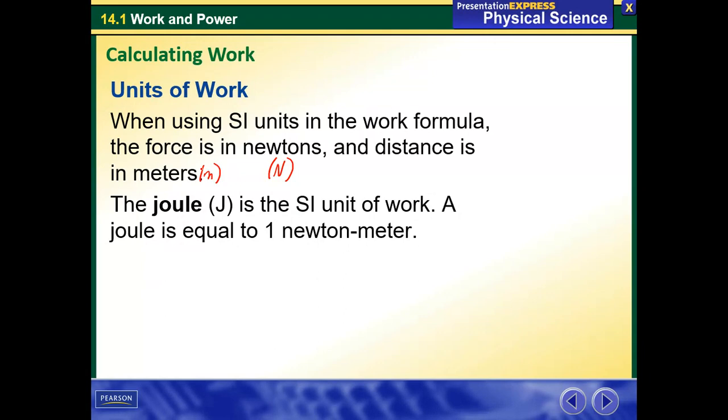So since we're multiplying these two values, work is technically 1 Newton times meter, or 1 Newton meter. But we don't write that, and we just shorthand it. And our shorthand version of a Newton meter is called a joule, which is a capital J. And this is what we classify as the SI unit of work. This is not the only unit that's used in science. Work can also be measured in calories, but the SI unit is the joule.